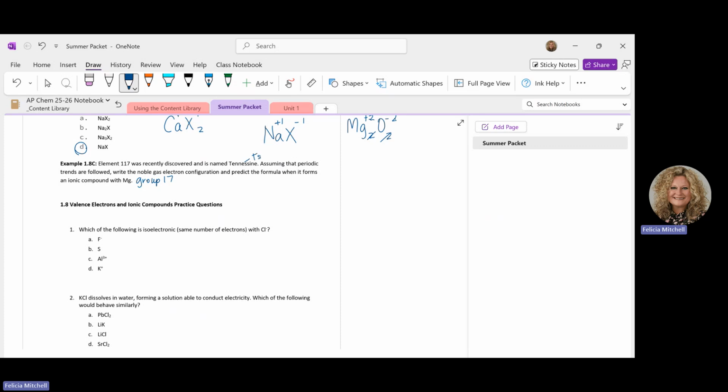I'm almost 100% sure. Because you know that anything in group 17, like the halogens, wants to gain an electron and would always have a -1 charge, even though you don't know anything about that element, just from the fact that you know that things in the same column would act the same, you could predict it's -1 because it's saying assume that periodic trends are followed. And it's asking you what would the formula be when it goes with magnesium? Well, it would be MgTs2 because you're just crisscrossing the charges. These are some of the easiest questions.